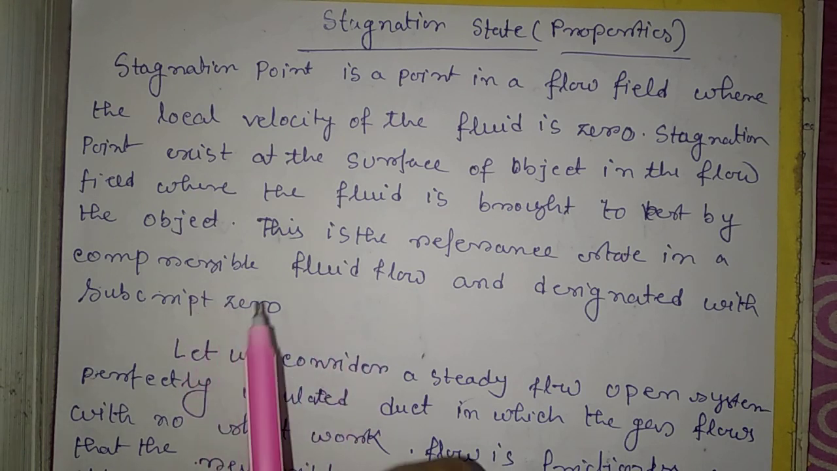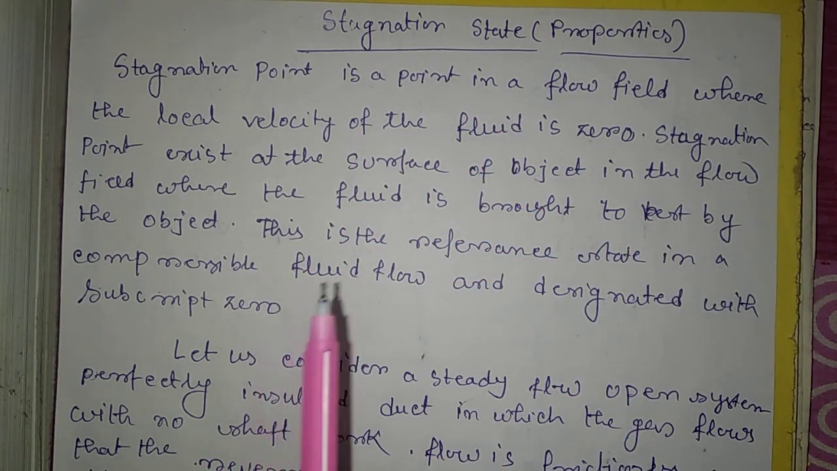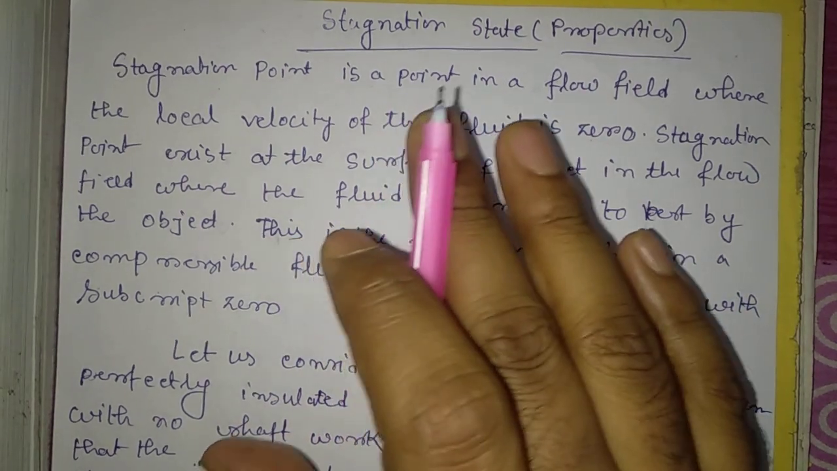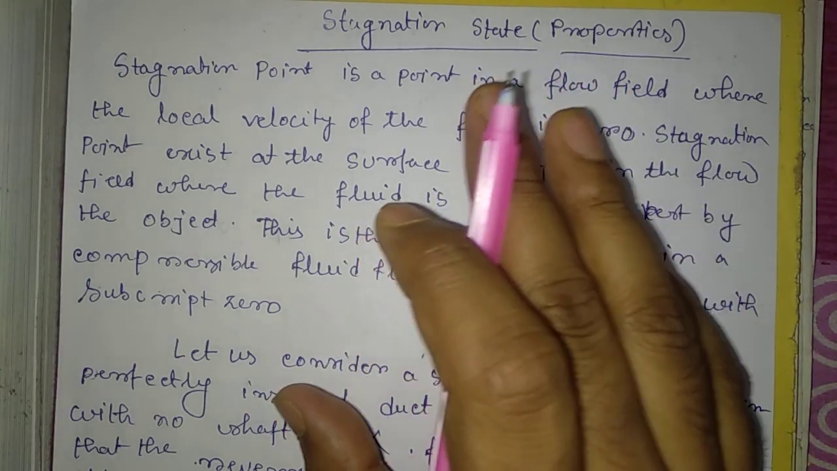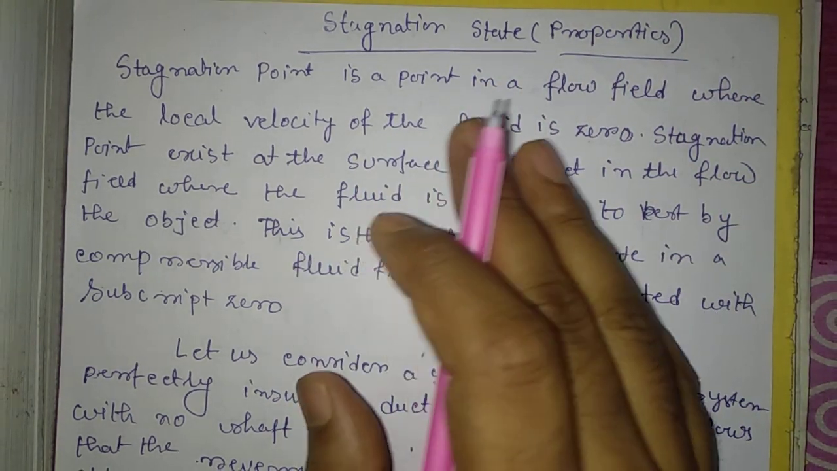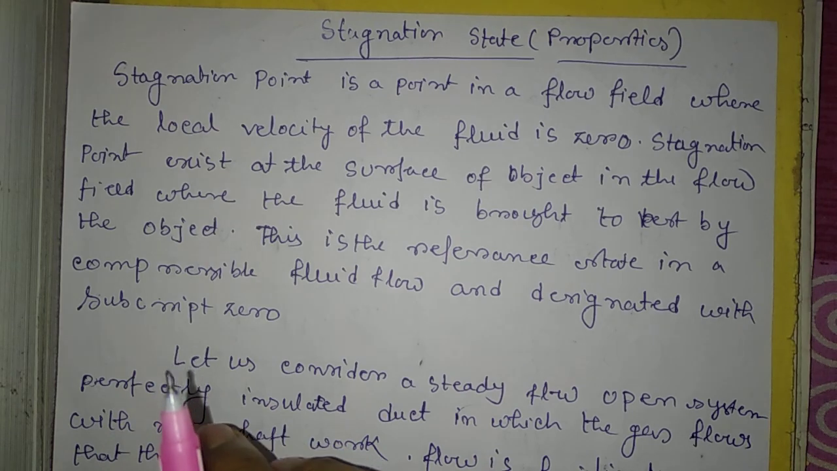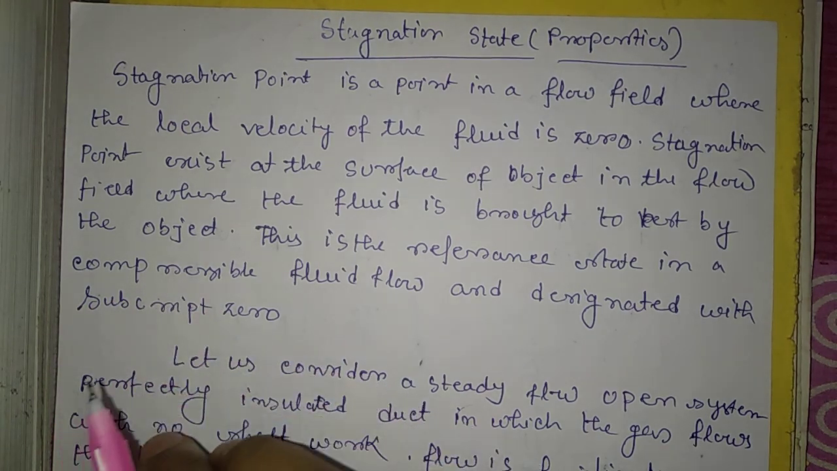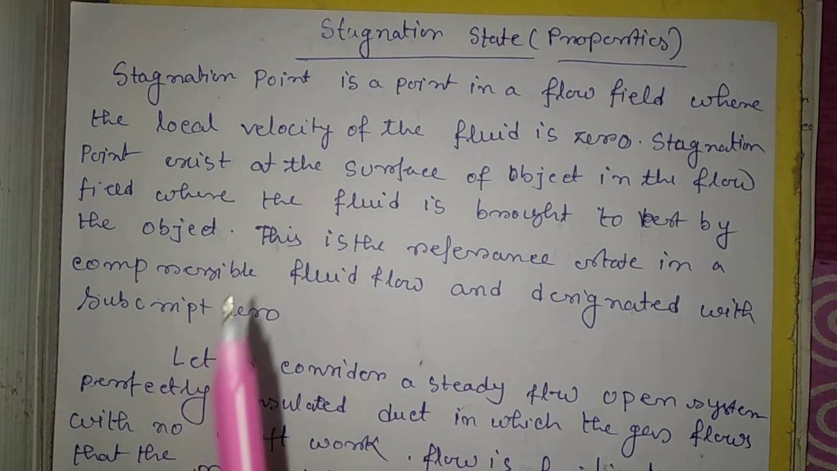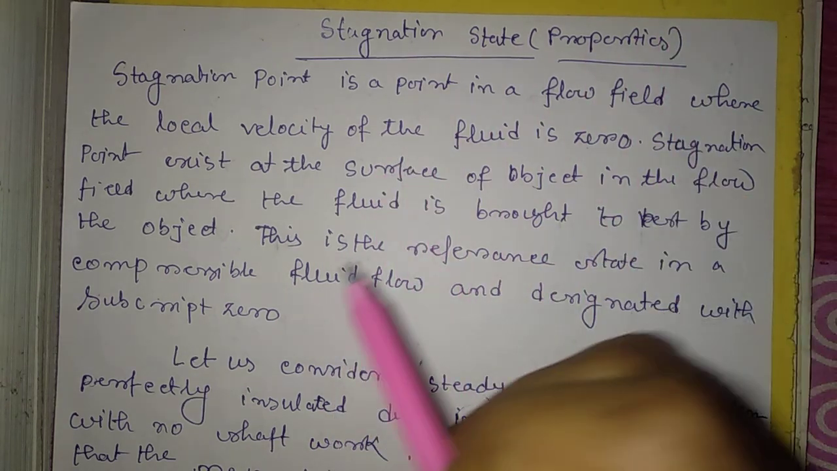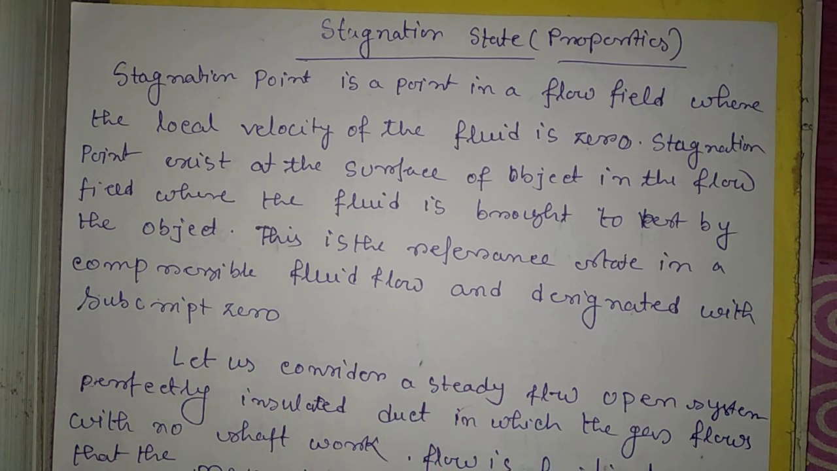That means stagnation properties may be pressure, temperature, density, or volume. As you know, pressure, density, volume and other thermodynamic and fluid properties are designated P, T, V and so on. But when they become stagnation properties, at a point or state in a flow field where the local velocity of the fluid is zero, the pressure, temperature and volume are designated P0, T0 and V0. That's why it is written as designated with subscript 0.